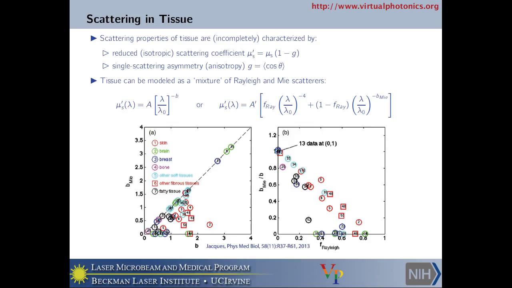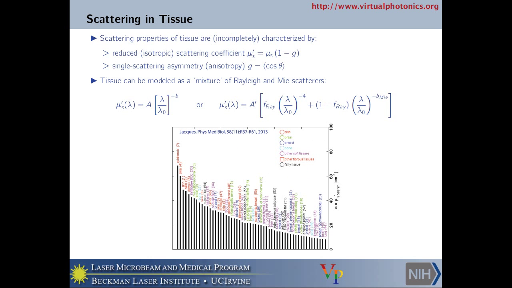And here you see the correlation between the difference. B Mie should probably be smaller than B because you've extracted out all of the Rayleigh scatterers. How this reduction in the value of B due to separation of the Rayleigh scatterers maps to the actual number of Rayleigh scatterers in that medium. So you can get more information from this reference. But this is a very helpful compilation of tissue optical properties and how they relate to this conceptual framework of considering tissue as a combination of Rayleigh and Mie scatterers.